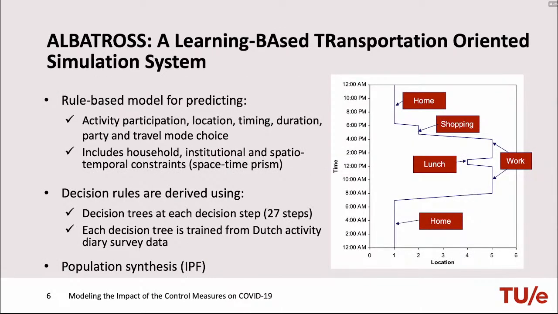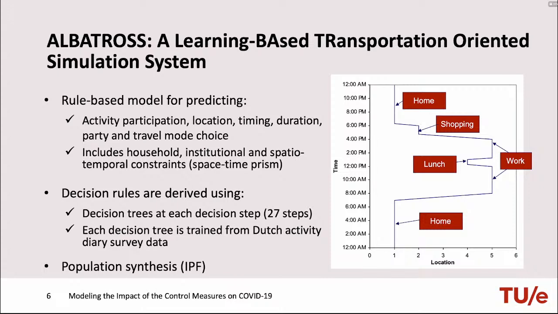Albatross may cover the limitation I mentioned in the previous slide. It is a kind of activity-based transport demand model that has a rich history in the transportation field. In simple words, Albatross can simulate a data-driven activity pattern and travel of the agent. It mimics the decision-making process of the agent based on decision trees derived from real-world activity diary data. From this model, we can understand who interacts with whom, where, for how long, and which transport mode they use, and so forth and so on.